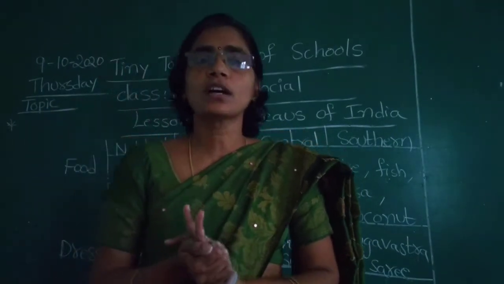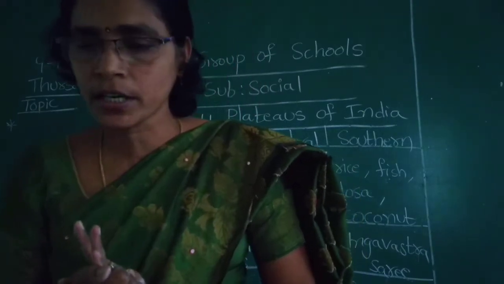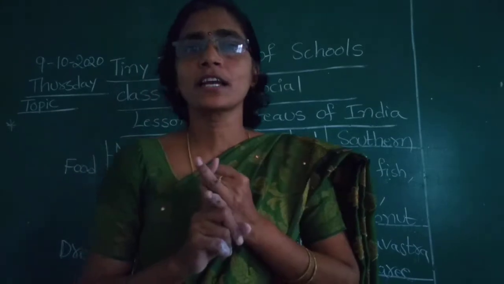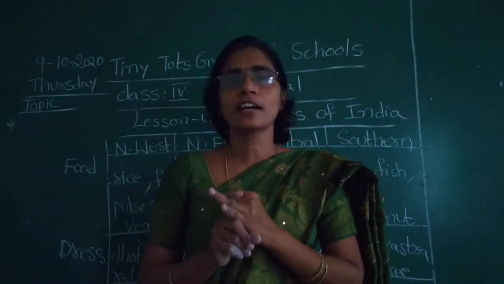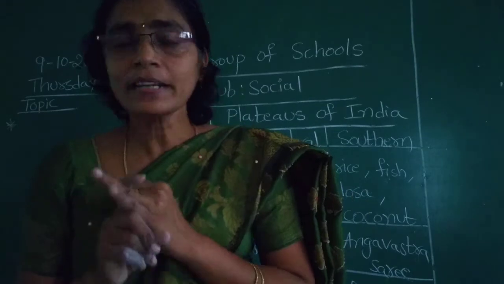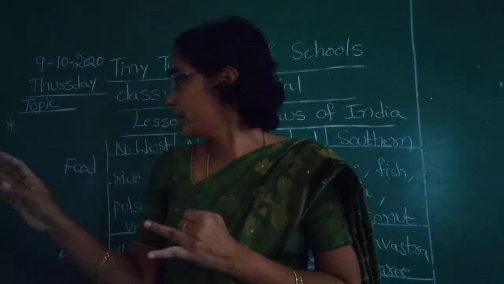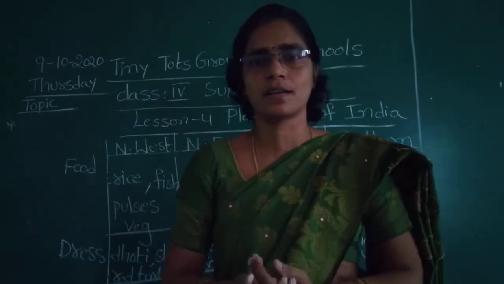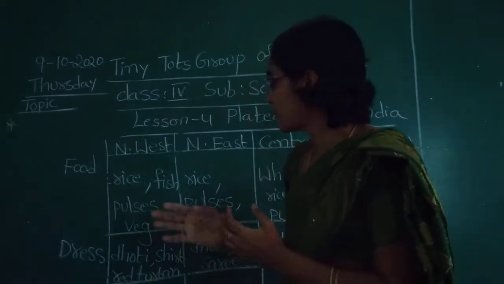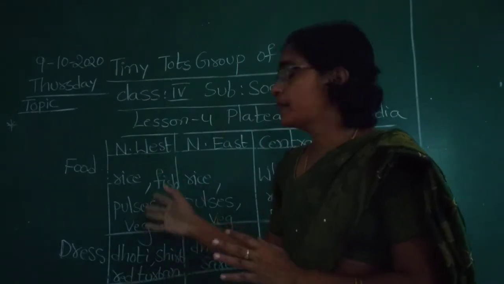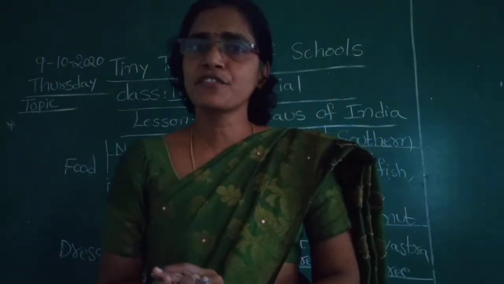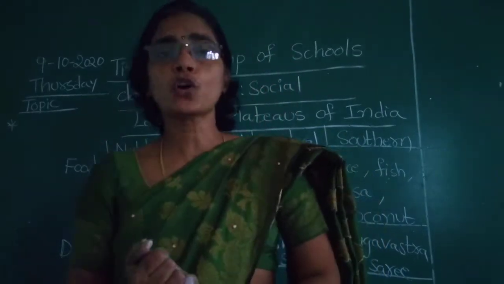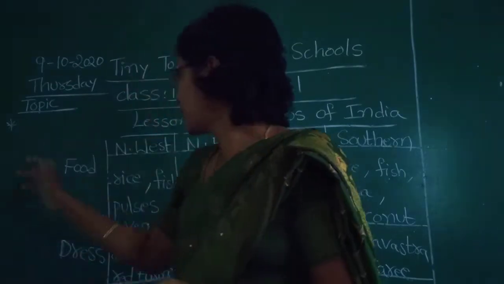Mostly they grow crops like cotton, sugar cane and groundnuts. Groundnuts is a pulse. Sugar cane is useful to make jaggery and sugar. Cotton, why? Because the soil in this region is black in color. Black soils are very useful for growing cotton crop. So the people in Maharashtra and the northwest region cultivate cotton, pulses and sugarcane. This is about the occupation and crops of people in northwest region.